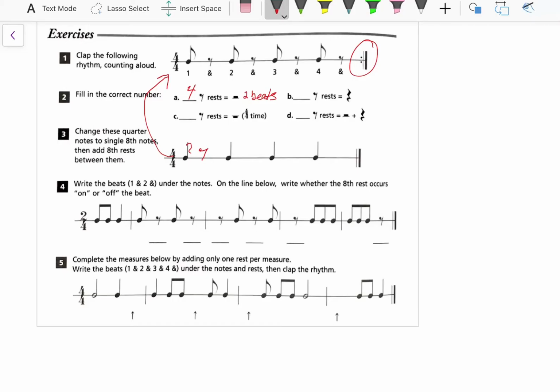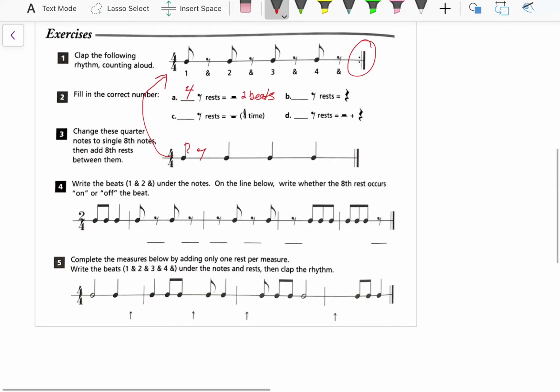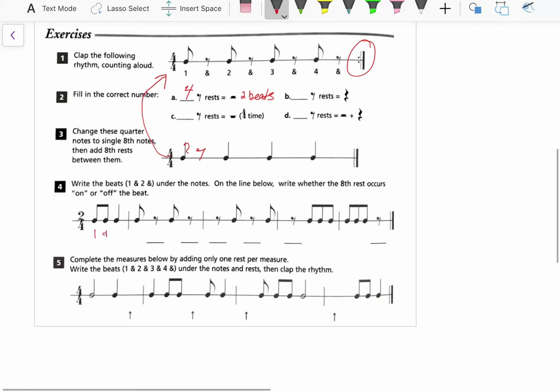Number 4. First thing it tells me to do, write the beats. 1 and 2 and, the counting under the notes. Now I wouldn't have to put that and, but I'm going to do it for this one because I think it'll help me. 1 and 2 and, I would do that all the way through the exercise. Remember that a quarter note gets all of it, the 2 plus the and, all right?